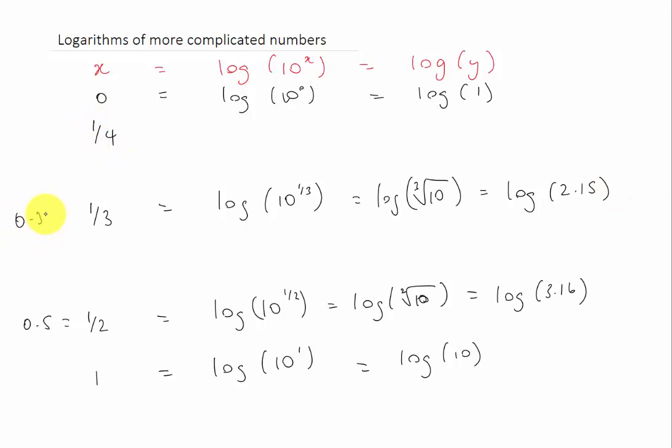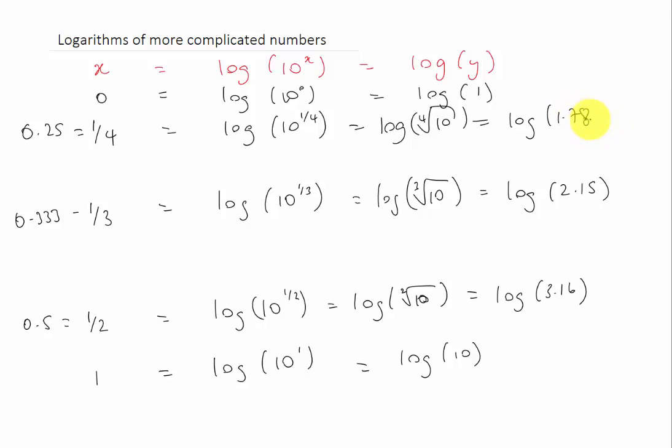So 1/3 is 0.333 recurring. 1/4 is 0.25. So 1/4 is equal to the logarithm of 10 to the power 1/4, which is equal to the logarithm of the 4th root of 10, and the number that you have to multiply by itself 4 times to get 10 is 1.78. And I got these numbers out of my calculator, I'm going to admit it. Okay, so those are all things we've encountered before.